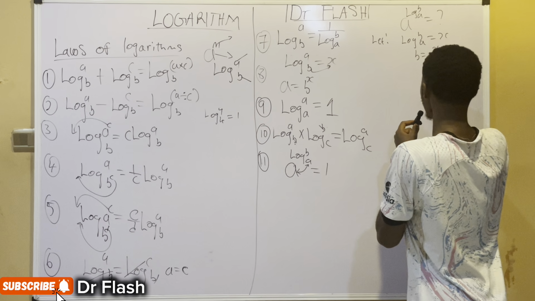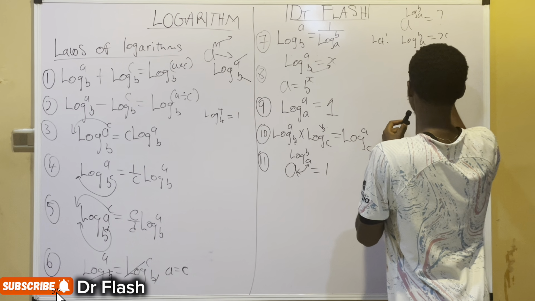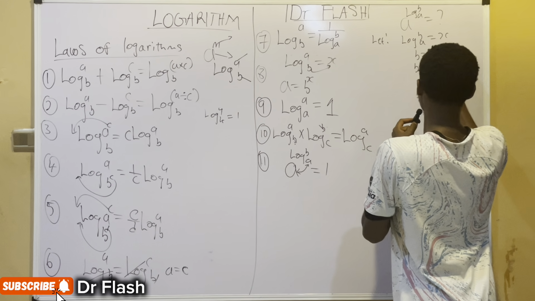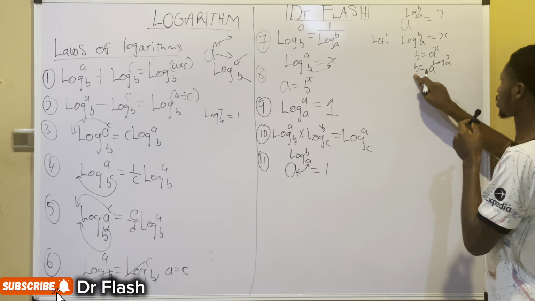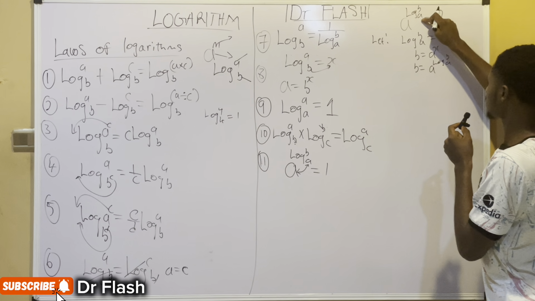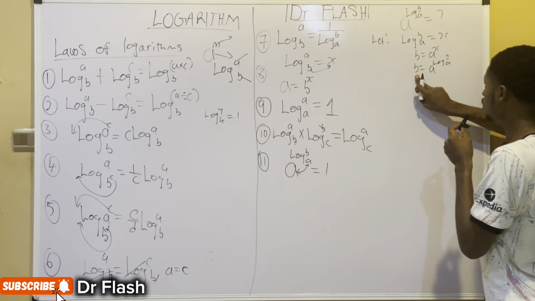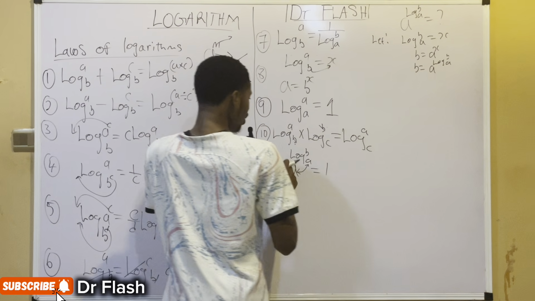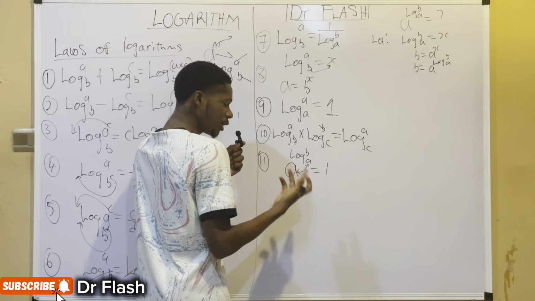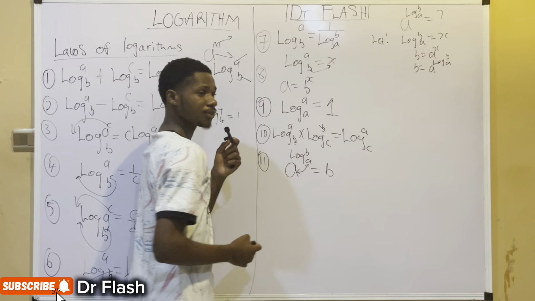But then we said let x be log B base A. So we're going to have B is equal to A to the power of log B base A. So A to the power of log B base A is B. So what we're having here is equal to B.